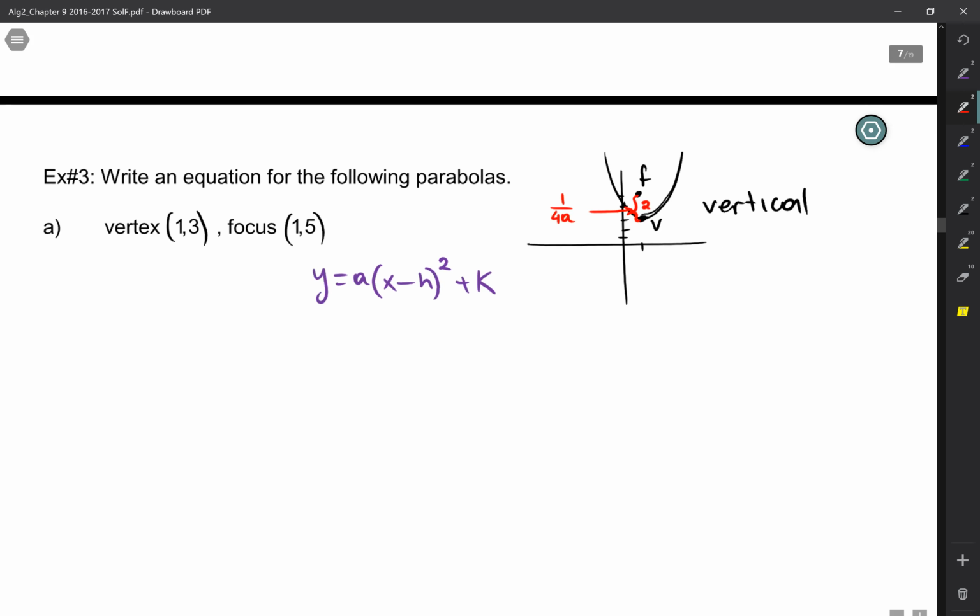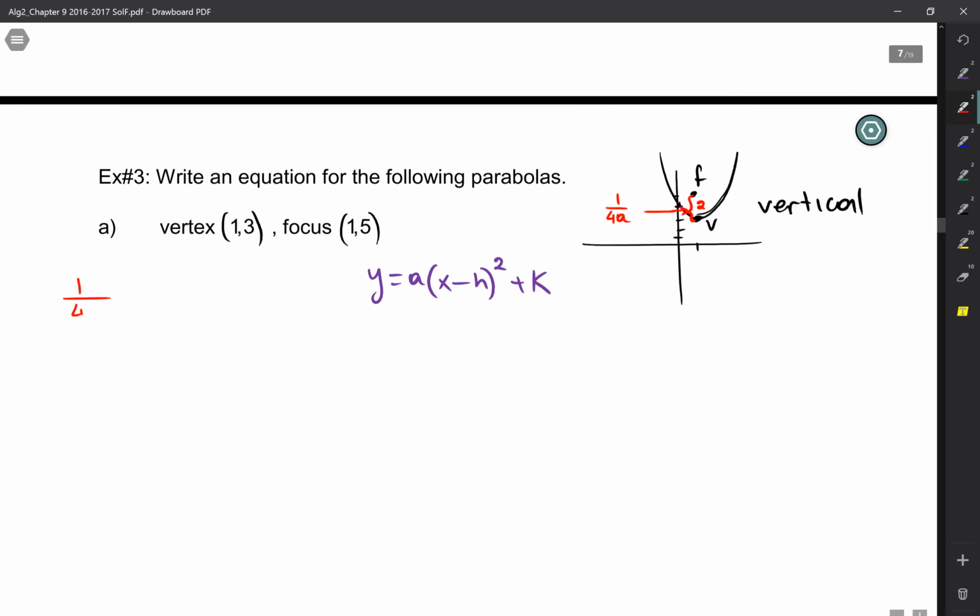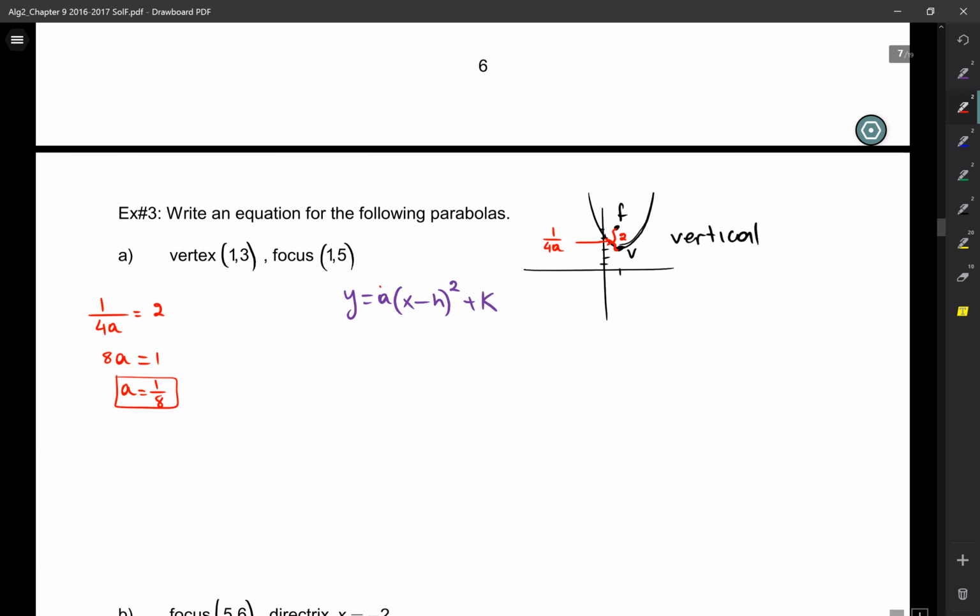So now you have to solve for a. So I say, okay, 1 over 4a is equal to 2. So 8a is equal to 1, right? We cross multiply, and therefore a is 1/8. Now let's go back to the equation. I have a. Do I have h? Do I have k? Okay, I'm set. So y equals 1 over 8 (x minus 1) squared plus 3.